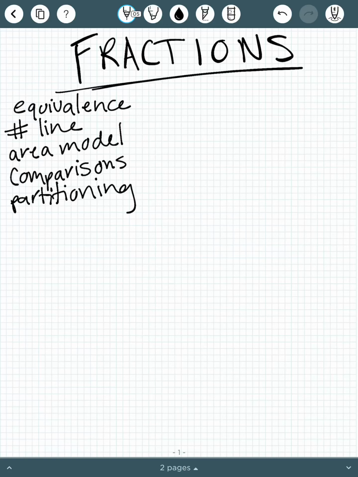I'll give you a quick crash course on fractions and the vocabulary that we use, what we have talked about so far in fractions, and a quick overview of what your students should be able to do with fractions. So we've talked about equivalence, and all of them should know that equivalence means same amount.